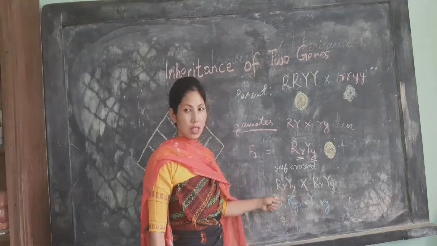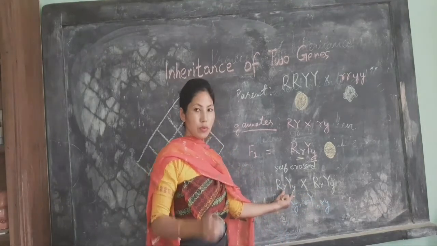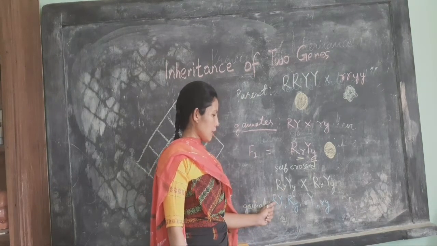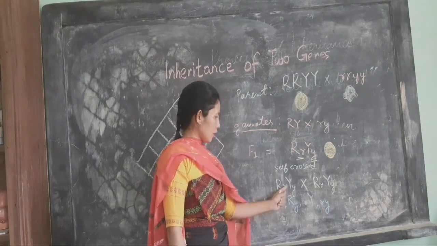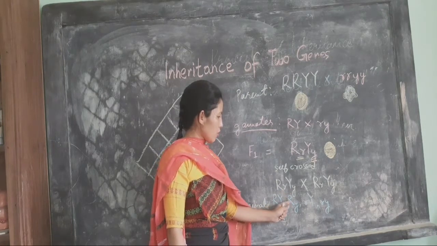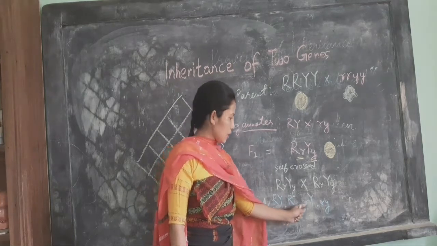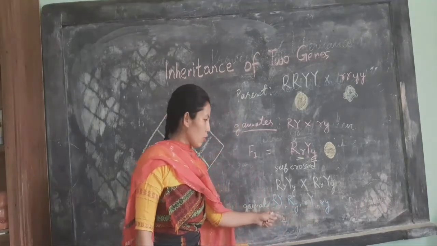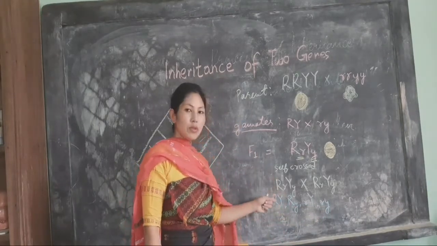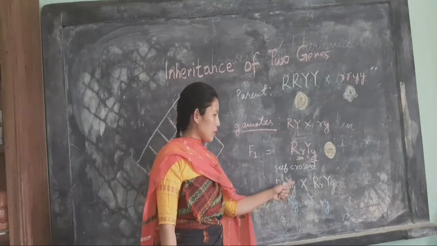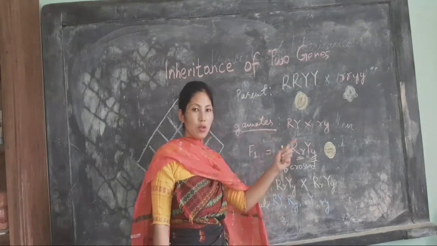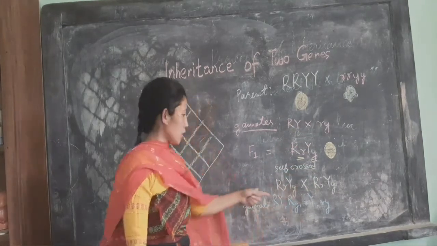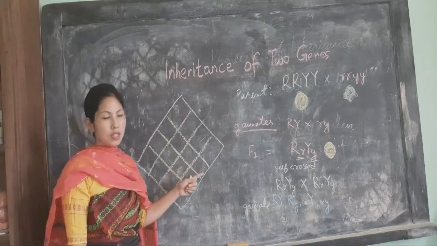Each of the parents, right? One parent may give, out of capital R, small r, here capital R is given, and capital Y. Then capital R or small y it can be. Then small r, capital Y it can be, and small r, small y. So these are the possible gametes of each parent of the F1 generation. As the parents of the F1 generation are self-crossed, the second parent will also give the same gametes. So the gametes we will write on either side of this square diagram.